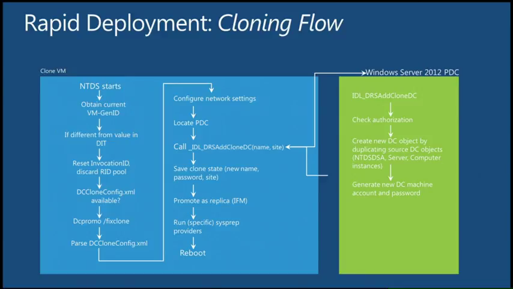And all you had to do was create a clone config file and drop it in there, copy that VHD, and then reboot it into a new virtual machine, and you have a new replica domain controller. How about that? All right?